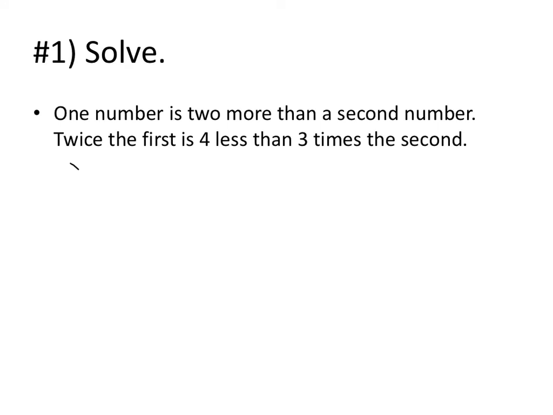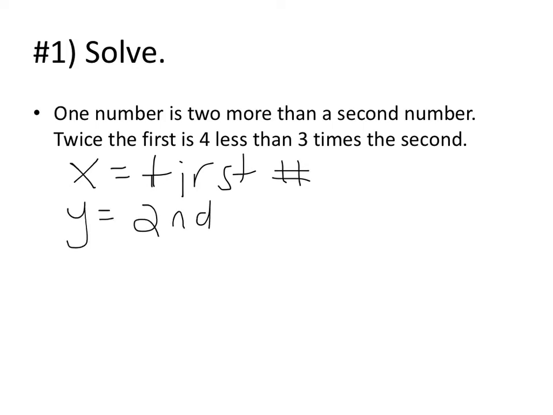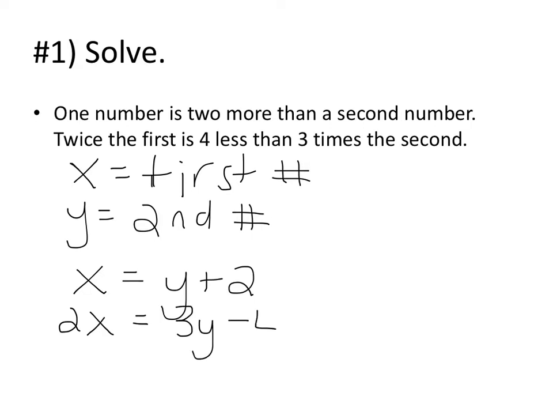Okay, so we have one number is 2 more than a second number. So we're going to say x is our first number, and y is our second number. So x is 2 more than a second number, so y plus 2. And then twice the first is 4 less than 3 times the second, so 3y minus 4. So now this is a system, so we just have to solve it.